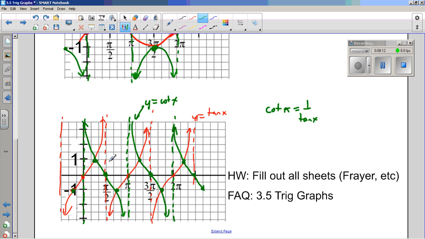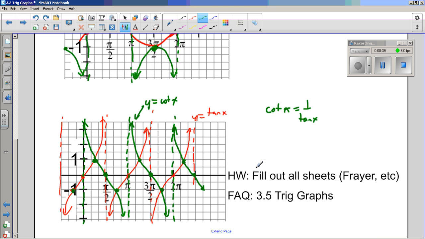Notice all the other reciprocal things work. When the red is close to 0, the green is far from 0. When the red is increasing, the green is decreasing. When the green is close to 0, the red is far from 0, and so on. Do you have to graph the red one to be able to graph the green one? No. I'm thinking that after you practice this a couple times, and you should practice it, you'll be able to do it without drawing tan x.